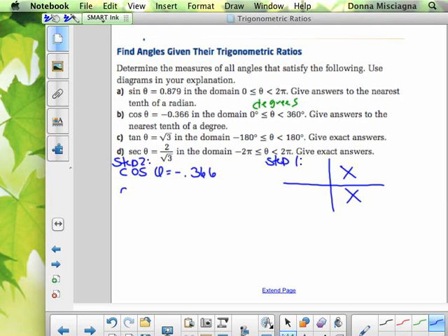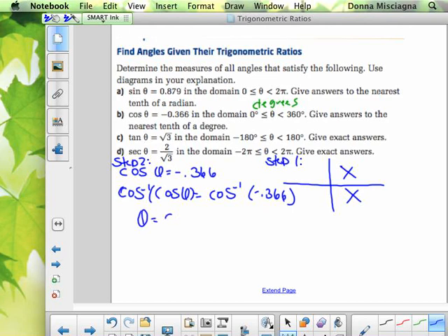Step two, we need to take the arc cos. Arc cos and cosine cancel each other out. I think there should be a parentheses in here somewhere. There we go. That looks a little nicer. They cancel each other out, so on this side we just have theta.